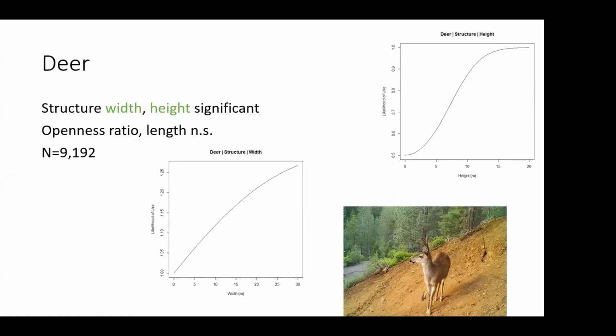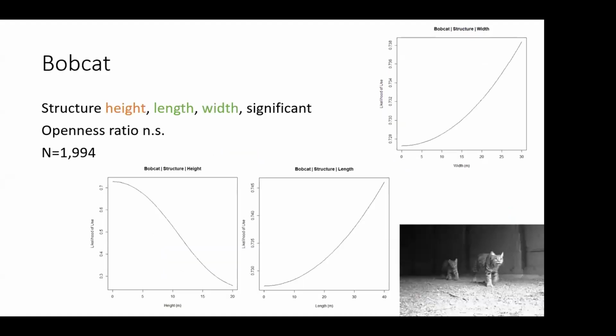So think of probably a flat tunnel like that would be good for that. For deer, there were significant positive associations between structure width and height. So they like them wide, they like them tall, but openness ratio and length were not significant. Openness ratio is often used to plan for wildlife crossings for ungulates, so I think it's worth thinking about that. And there's a very big N for this, so I would say this is a pretty strong result.